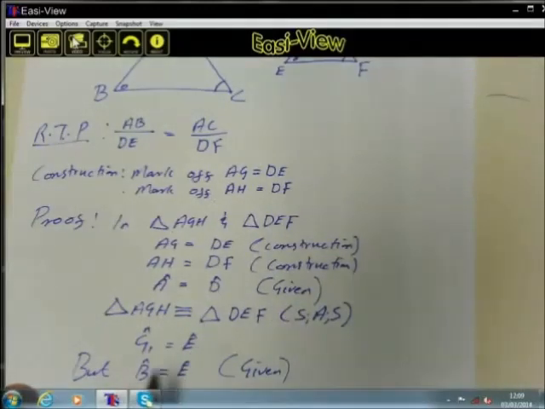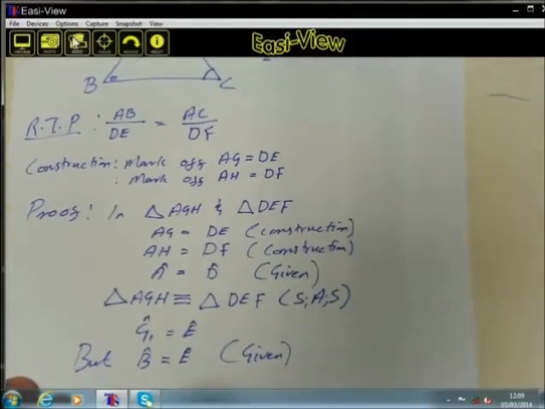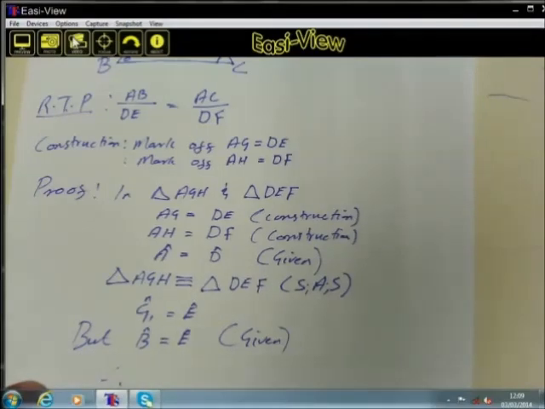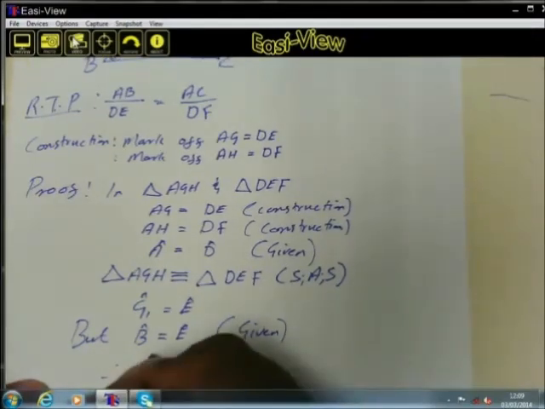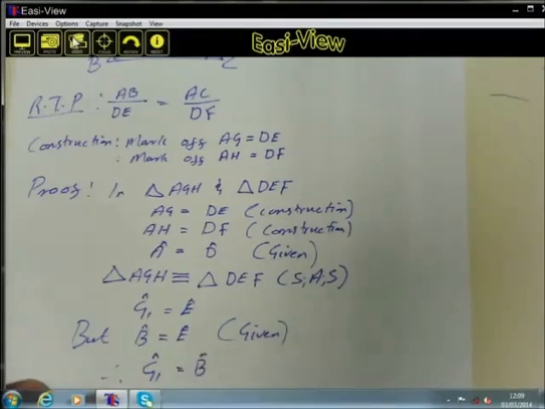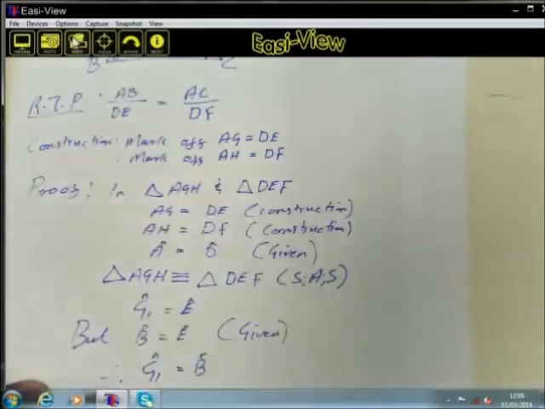From the two statements, we can draw another conclusion. Therefore, what can you conclude? G1 is equal to E. Angle B is equal to E. From the two statements, what can you conclude? Correctly so. Angle G1 is equal to angle B. Therefore, it means angle G1 is equal to angle B.